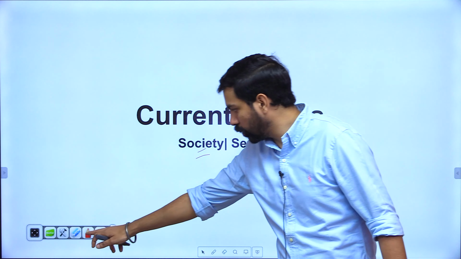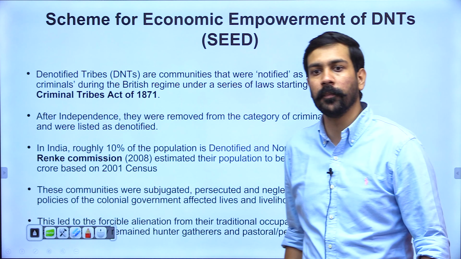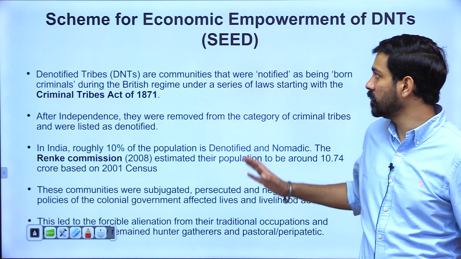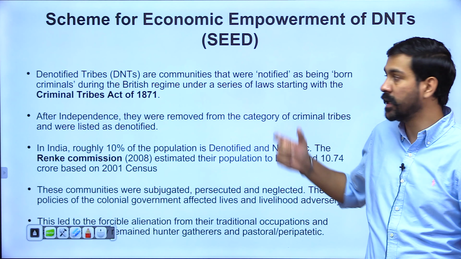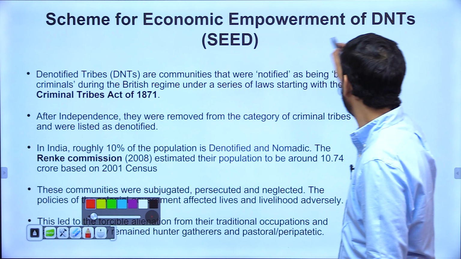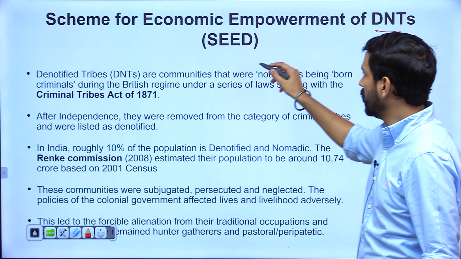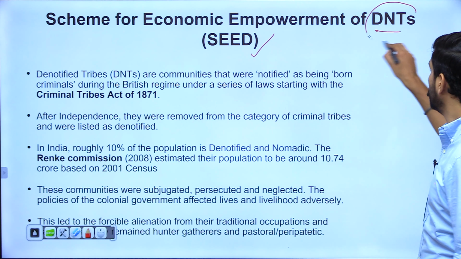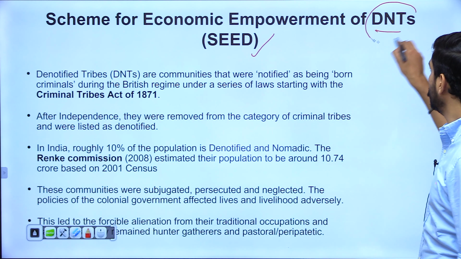So our first topic that we are going to deal with, you must have read it in the newspapers, is the scheme for economic empowerment of DNTs. In this section we will see what this scheme is and what its components are. Further, we will also analyze who the DNTs are, for whom this scheme is particularly made, and what the issues related to the DNTs are. These are the three things that we will be dealing with in detail in this section.